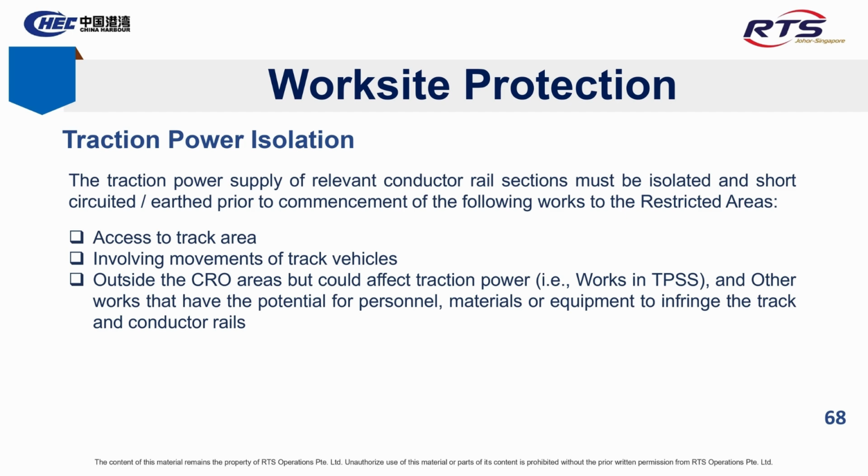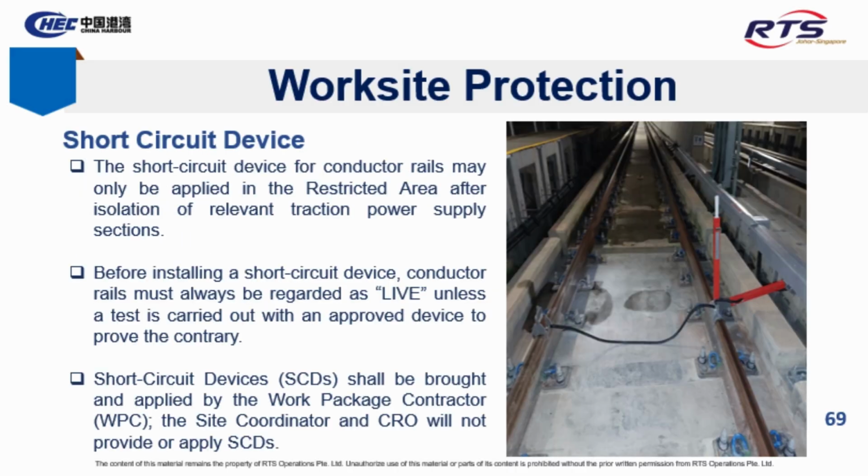Slide 68. Traction power isolation. Before starting work in restricted areas, traction power must be isolated and earthed. This applies to track access, track vehicle movements, external works that may impact traction power or conductor rails.